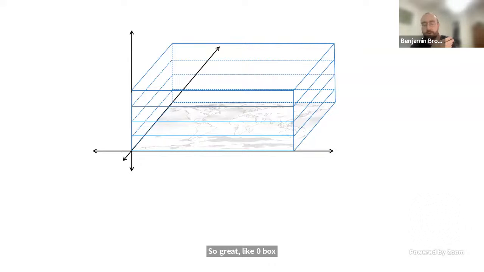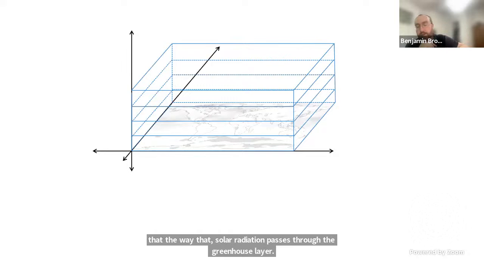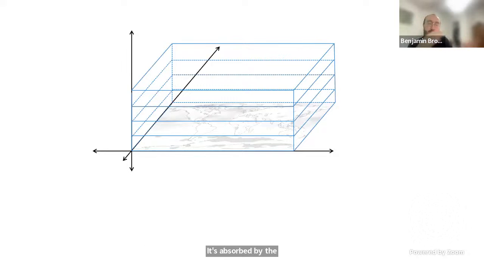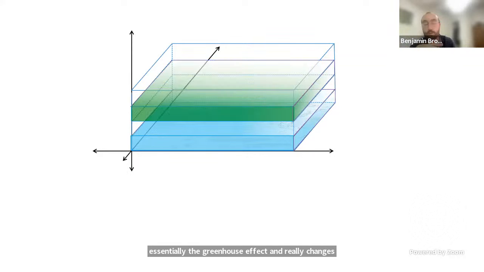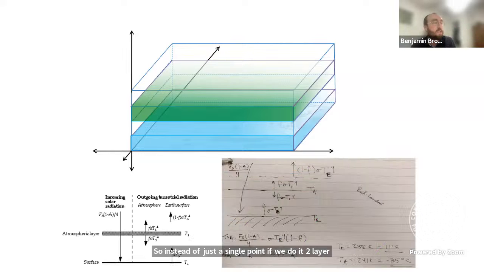Of course, we know it's way more complicated than that. One of the major things we have to pay attention to is the differential heating: solar radiation passes through the greenhouse layer and is absorbed by the Earth, which retransmits heat back up, which is absorbed by that greenhouse layer. That's essentially the greenhouse effect, and it really changes the whole system. So instead of just a single point, if we do a 2-layer model, assuming everything else is homogeneous, but with 2 layers in the atmosphere, you can come up with a slightly more complicated representation.